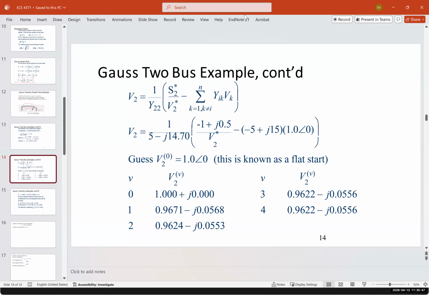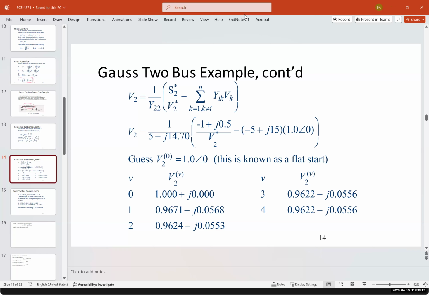Now, from the equation, V2 is equal to 1 over Y22 times S2 conjugate over V2 conjugate, because it's from the second bus, minus the sum of k from 1 to n, Y2k Vk. Now V2 is going to be 1 over 5 minus J14.7 times negative 1 plus J0.5 over V2 conjugate, minus negative 5 plus J15 times 1 at an angle of 0 degrees.